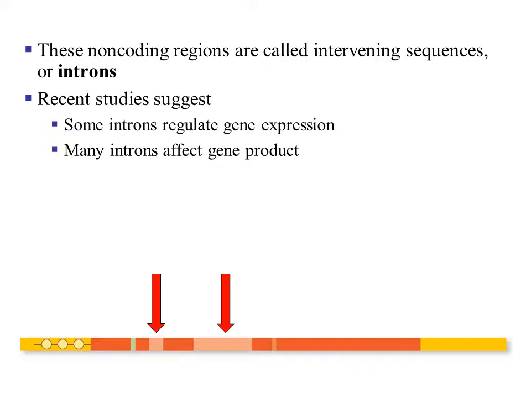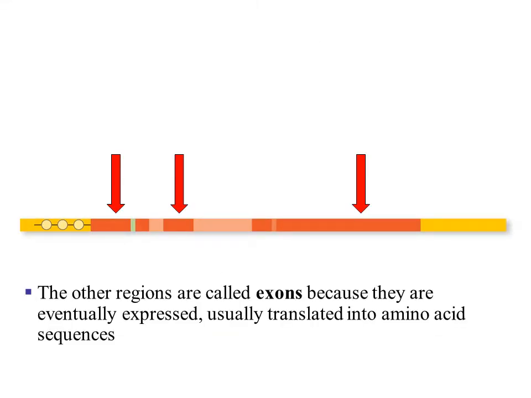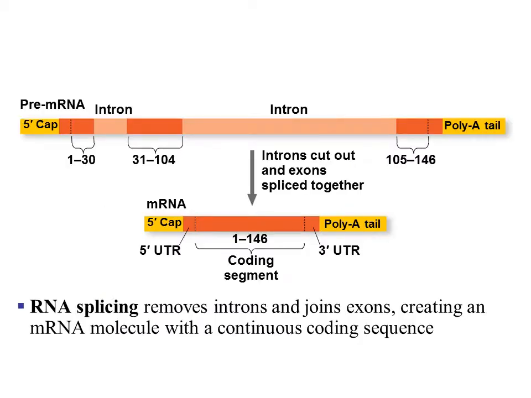The introns are highlighted by these big red arrows. The exons are highlighted by these big red arrows. Notice that the pink portion is going to be cut out. They're called introns, and the exons are going to stay. The exons are in red. So the other region is called the exon. RNA splicing is going to remove the introns and join exons together, therefore creating a seamless, continuous coding sequence.